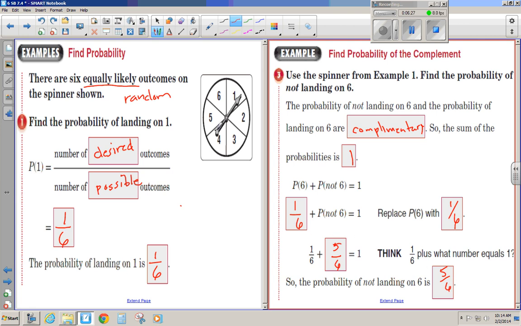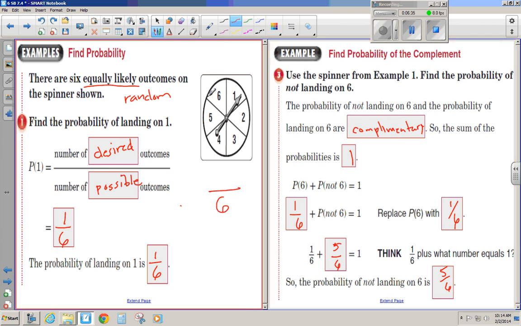If you use the desirable over the possible, there are 6 possible choices, and since we want not 6, that means 1, 2, 3, 4, 5. There are 5 desired outcomes. So either way gives you a good choice.